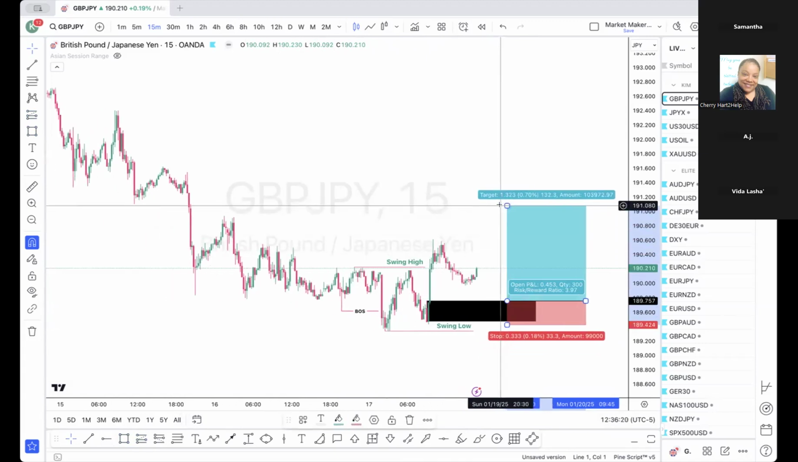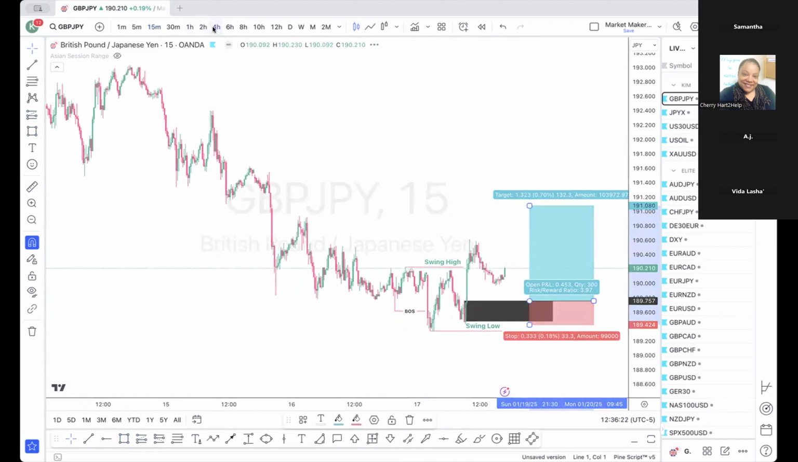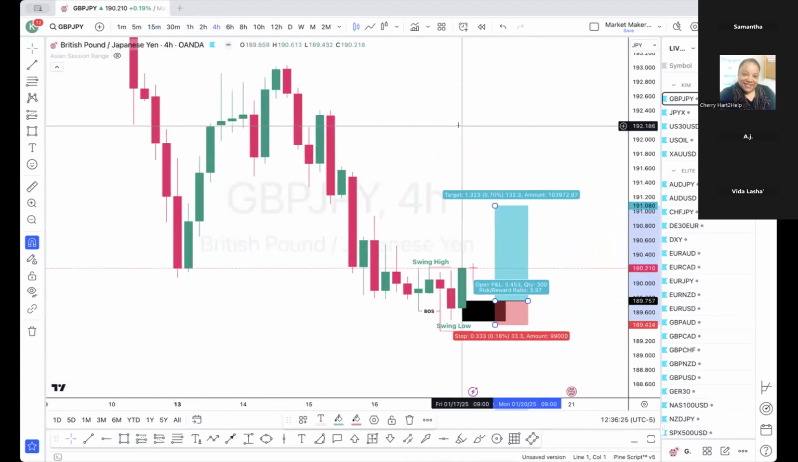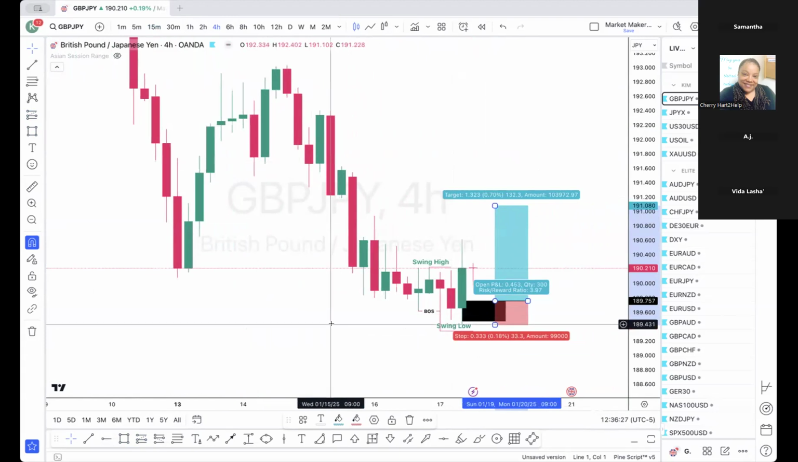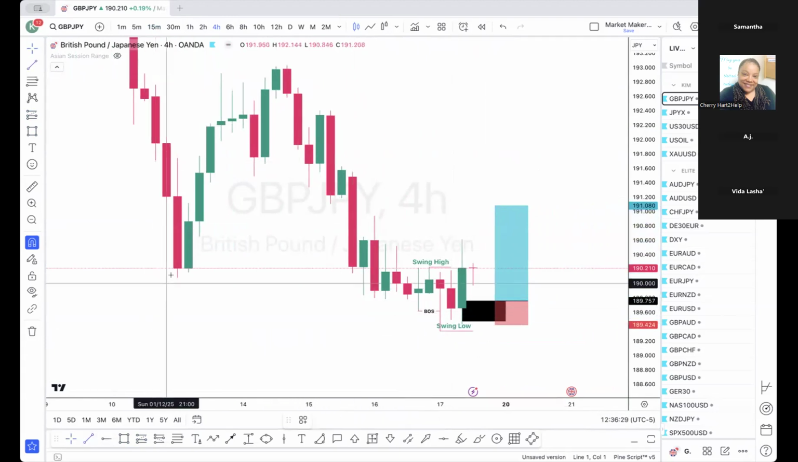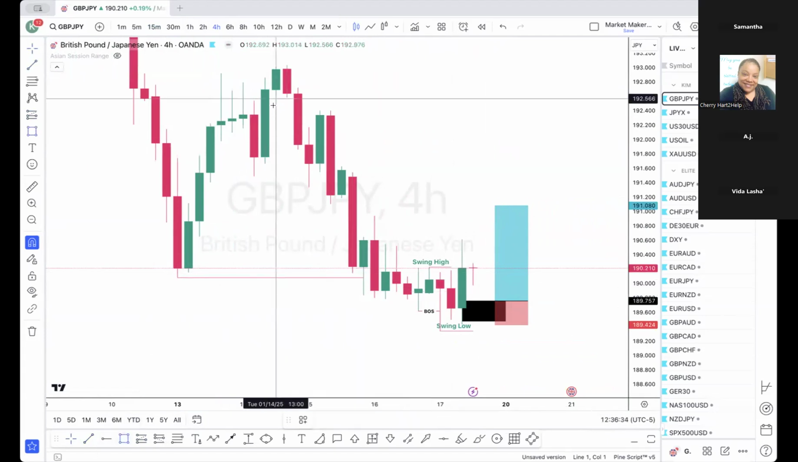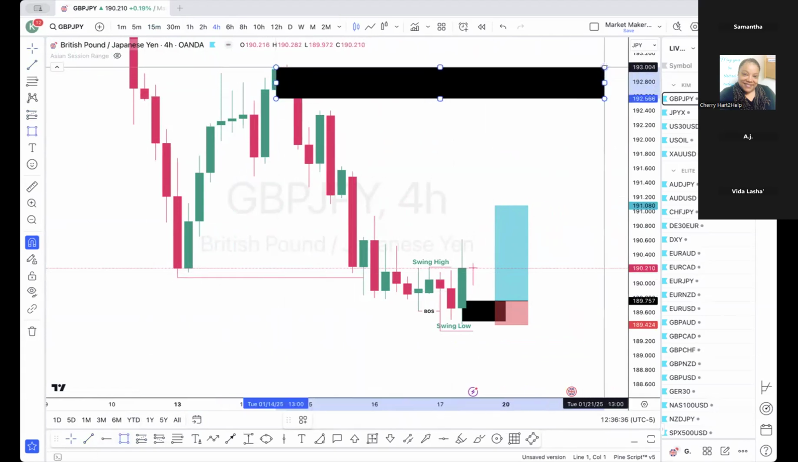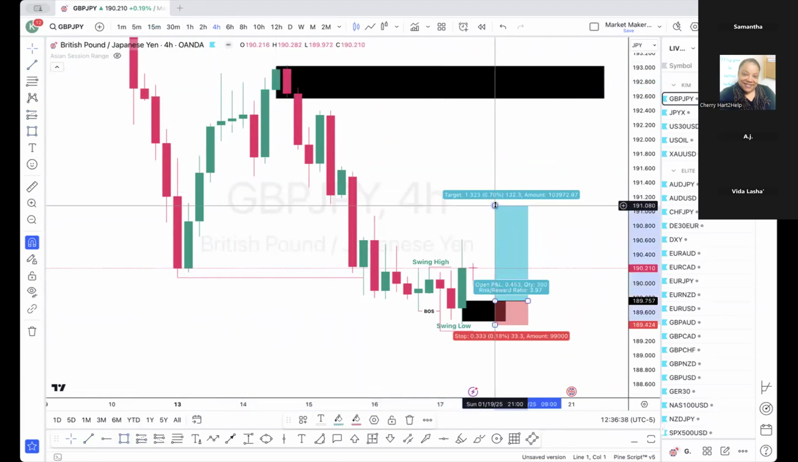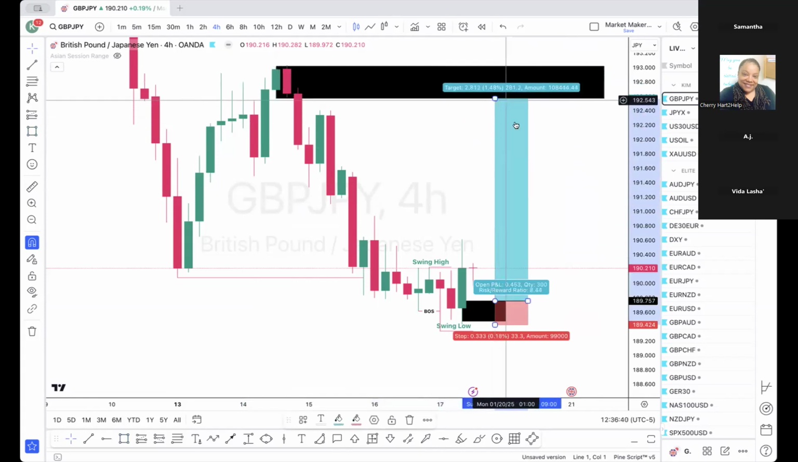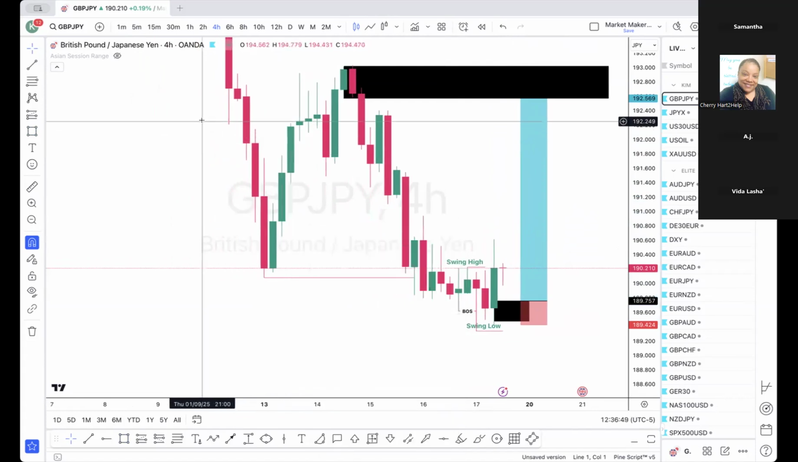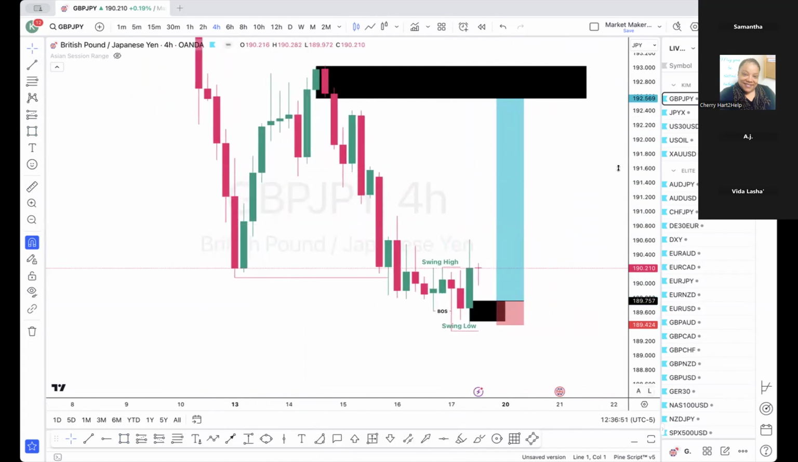So then I am going to go up to maybe my 4 hour. Because on the higher time frame, this was my break of structure. So my supply zone is here. So I am going to take my profit here. And that's it. That's all.